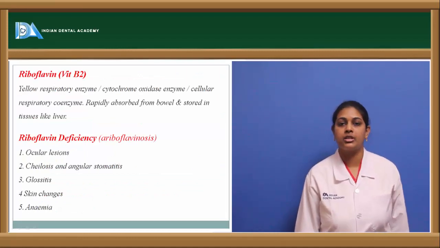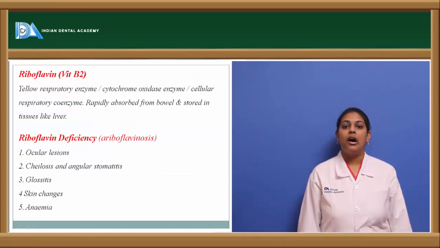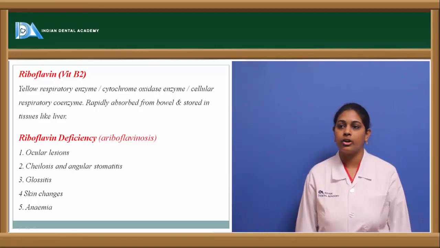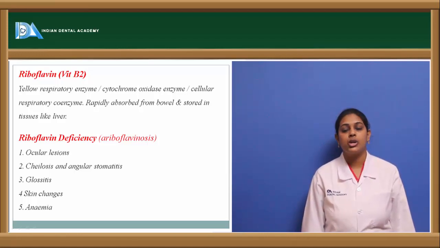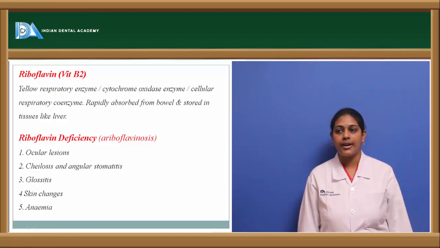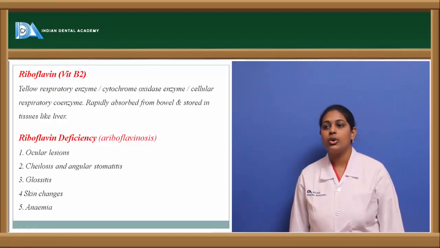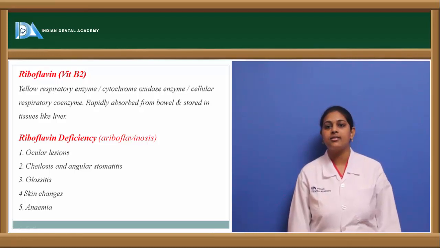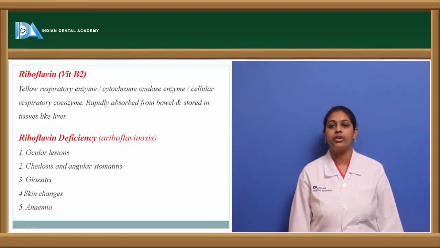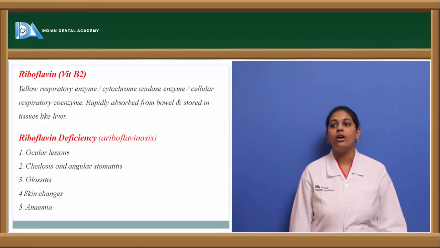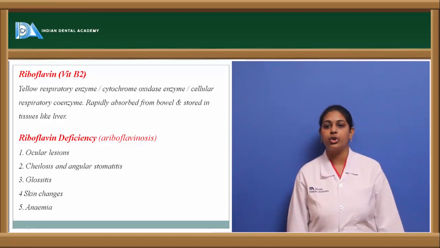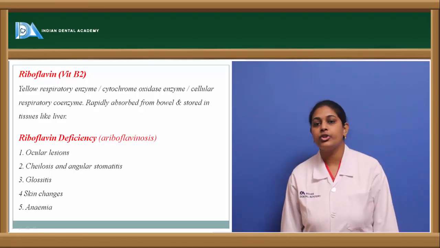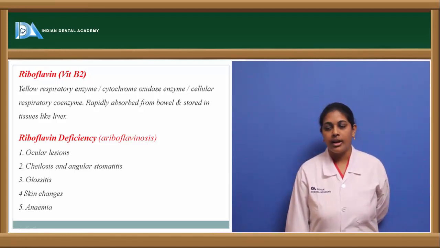Coming to vitamin B2, also known as riboflavin, the other synonyms are yellow respiratory enzyme or cytochrome oxidase enzyme, and also cellular respiratory enzyme, since it has a role in respiration where it catalyzes the reaction. Vitamin B2 is rapidly absorbed from the bowel like other vitamins, and it is stored in tissue, liver.